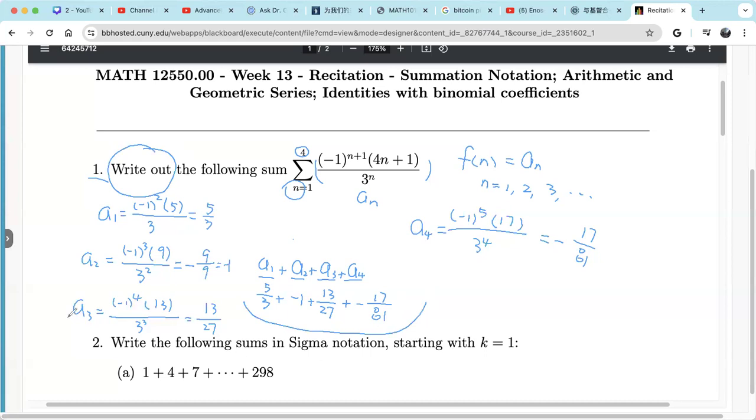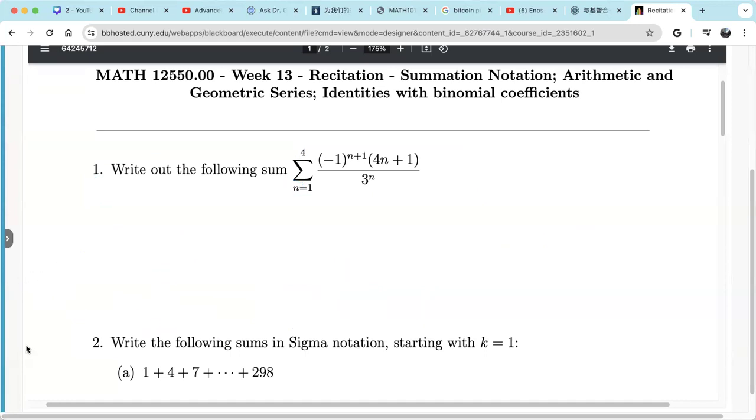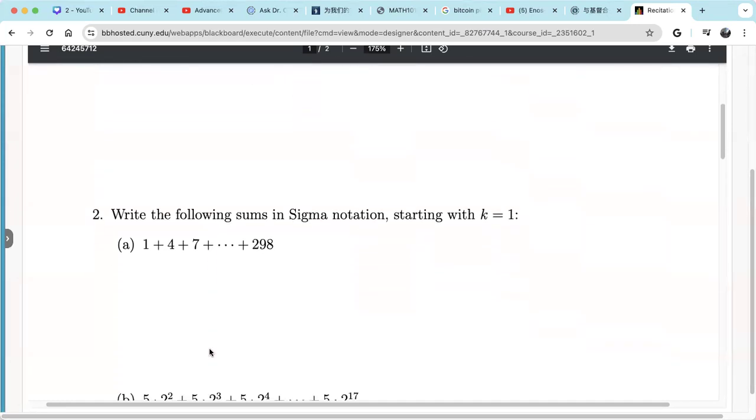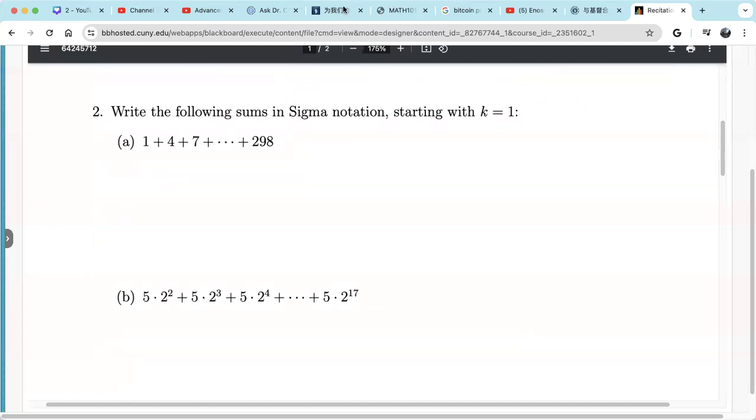Okay, so let's erase this and keep moving. Let's see 2. We want to write the following sum in sigma notation. So basically it's the reverse of question 1. In question 1 we were given a sigma notation and wrote out each term. But this one, we have the sum. We have 1, 4, 7, and we don't know how many terms are between 7 and 298. The last one is 298.